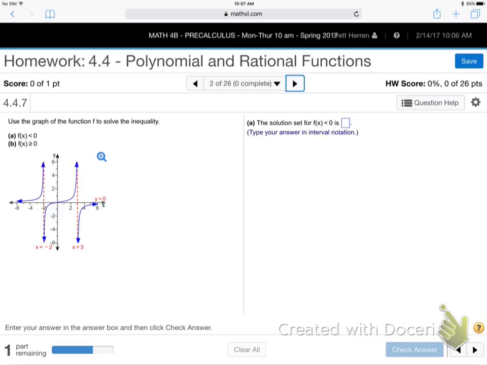Okay. So part A, let's do part A first off. Where is the function below 0? So part A, where is f of x, or again, that means y values, where are the y values? Where's it below? So let me let you go ahead and write the answer on your own papers there. Where is that thing below?